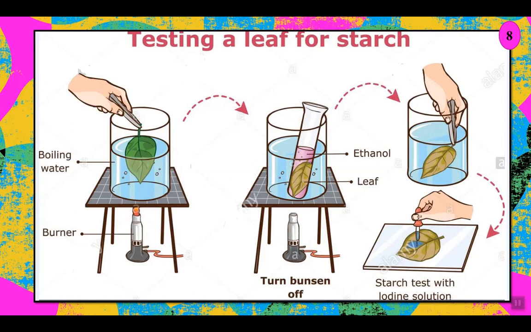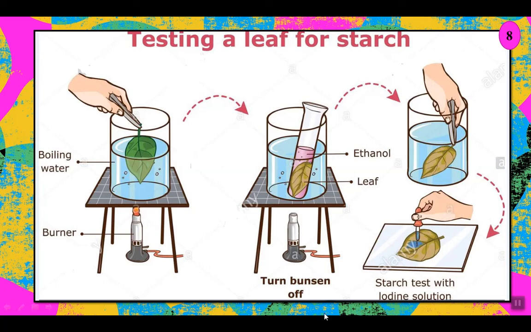We should take a leaf from a plant and boil it in water for a few minutes. Then we place it inside a boiling tube and add boiling chips and also ethanol to cover the leaf. At this point, it is very important that we switch off the Bunsen burner as ethanol is a flammable chemical. So we do it as a safety precaution.